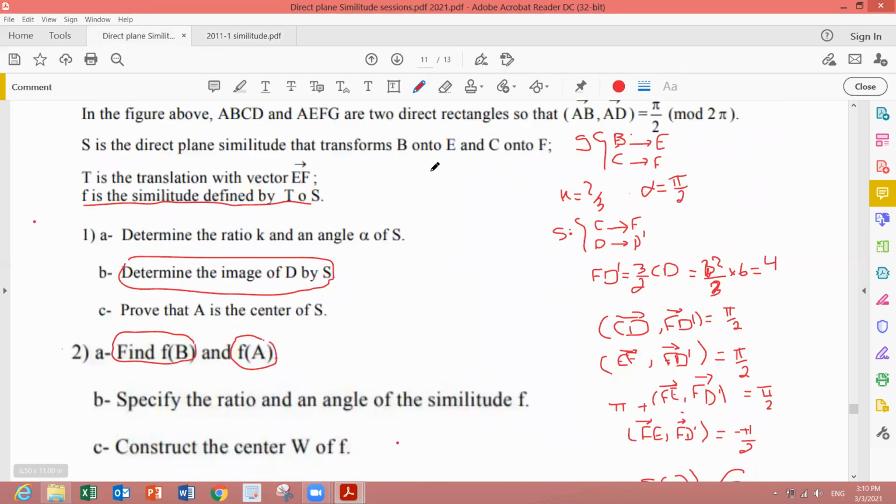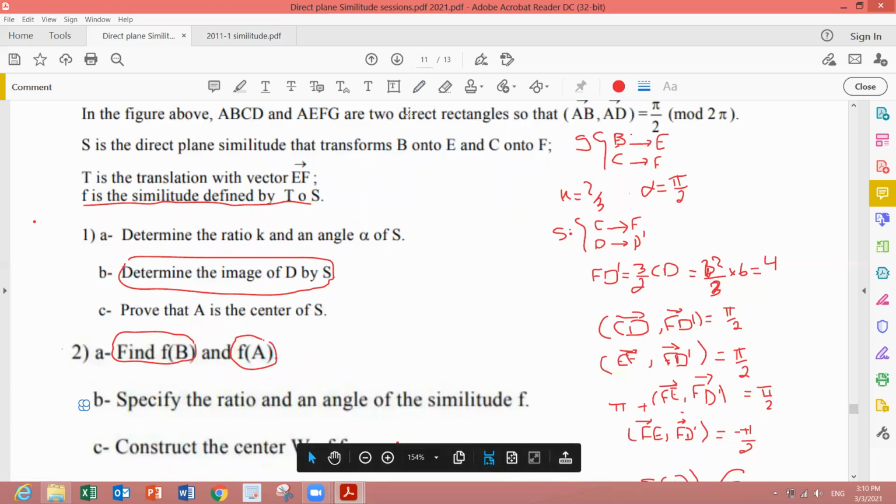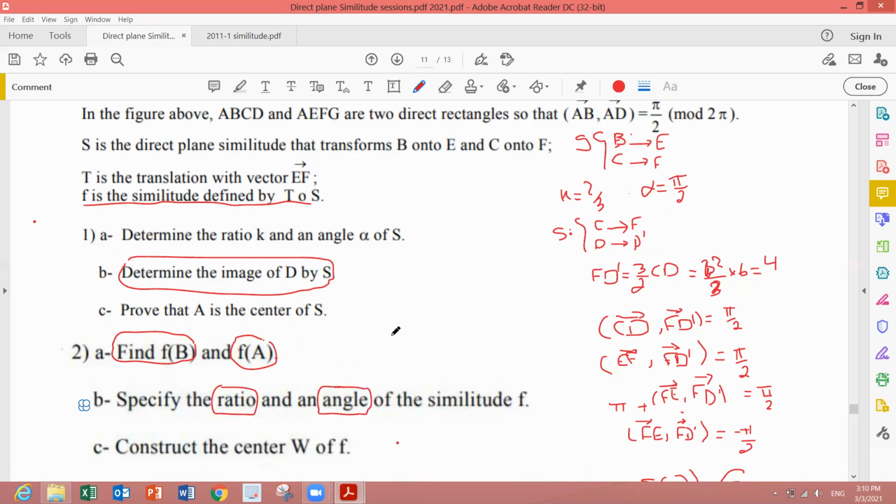What is the ratio and the angle of the similitude? F is a similitude. What's the angle and what's the ratio? Angle pi over 2. And the ratio? It was 2 over 3. So the ratio is 2 over 3.